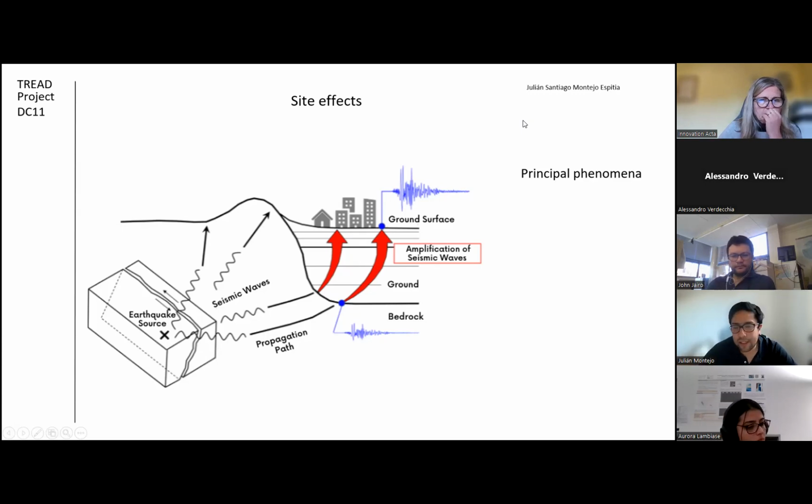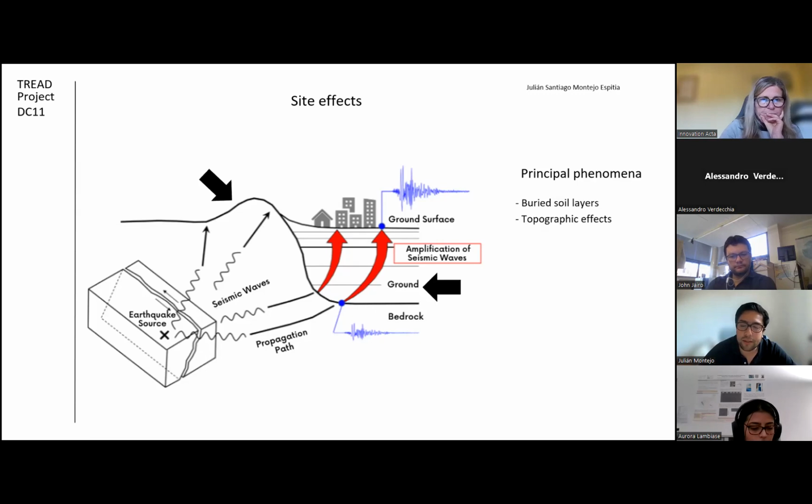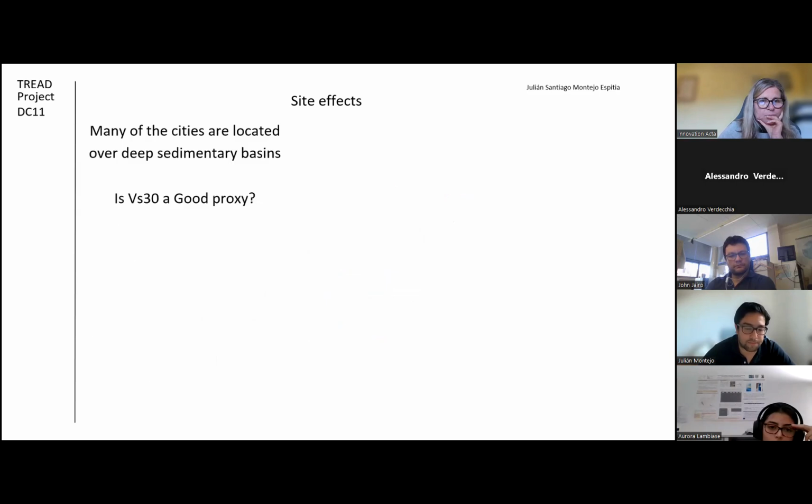So the site effects involve different phenomena. For example, the effects of the buried soil layers, which cause amplification and in some cases de-amplification of the shaking. We have topographic effects: not just the soil beneath our point of study alters the waves, but also the geoforms at the surface, even if we have rock sites. And we also have lateral heterogeneities. So we have different phenomena affecting the seismic waves from the bedrock to the ground surface.